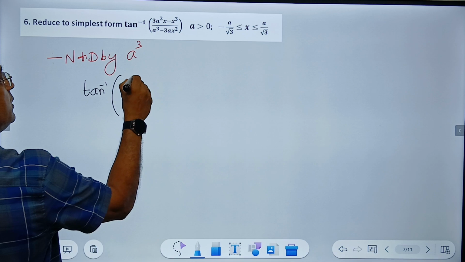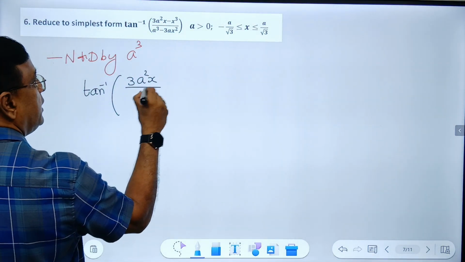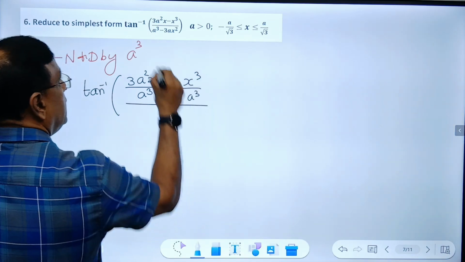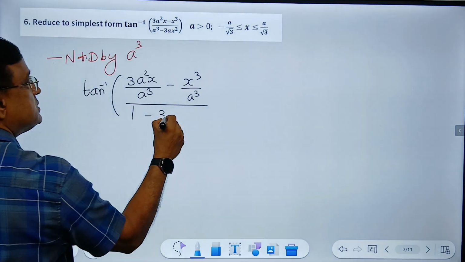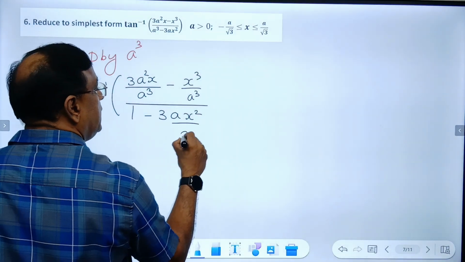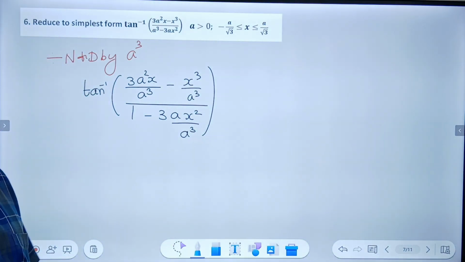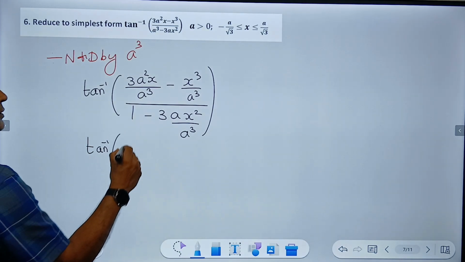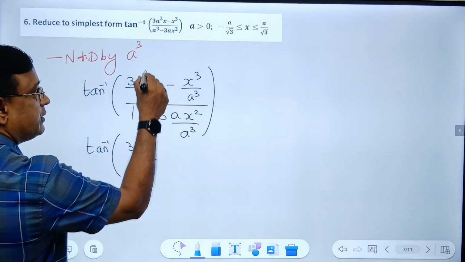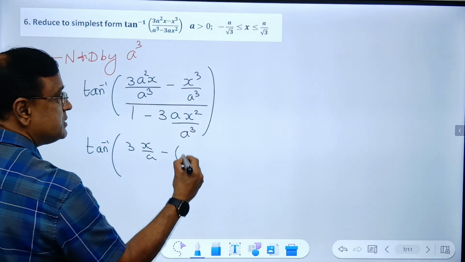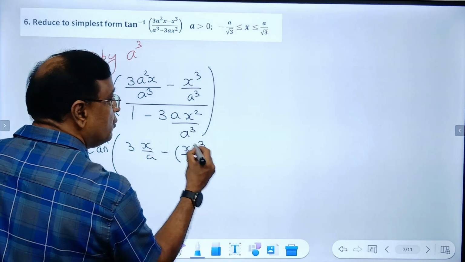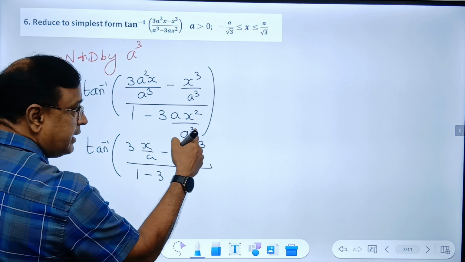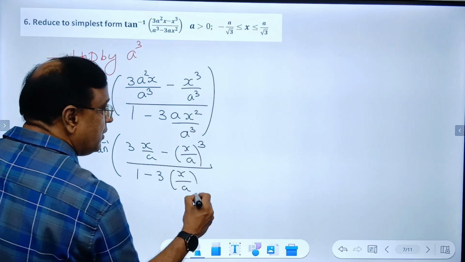Tan inverse of 3a square x by a cube minus x cube by a cube, by a cube is 1, minus 3ax square by a cube. Okay. Now this will be tan inverse of 3x by a. Can you see it? A square cancels. Minus x by a the whole cube. Can you see that? By 1 minus 3. A and a cancels. You get x by a the whole square.